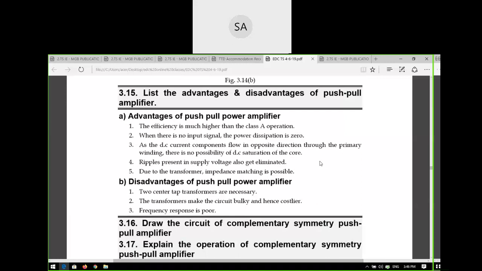The power dissipation is zero in the ideal case. And since two center tap transformers are there, it is bulky, costlier, and the frequency response is poor. Okay, those are the disadvantages.